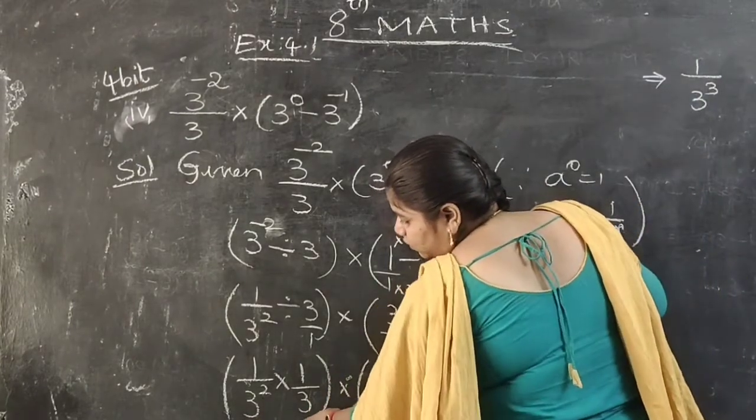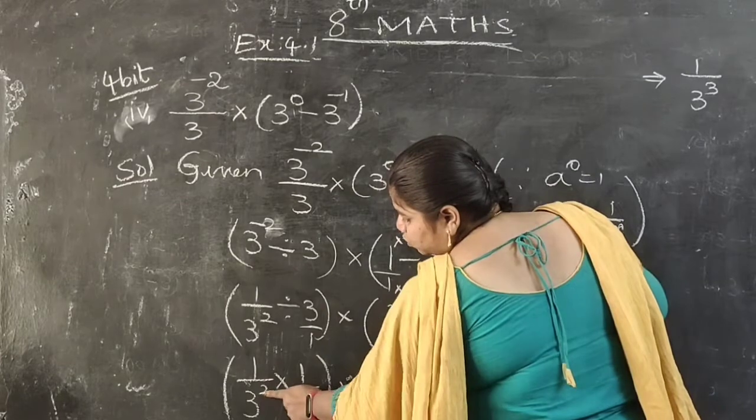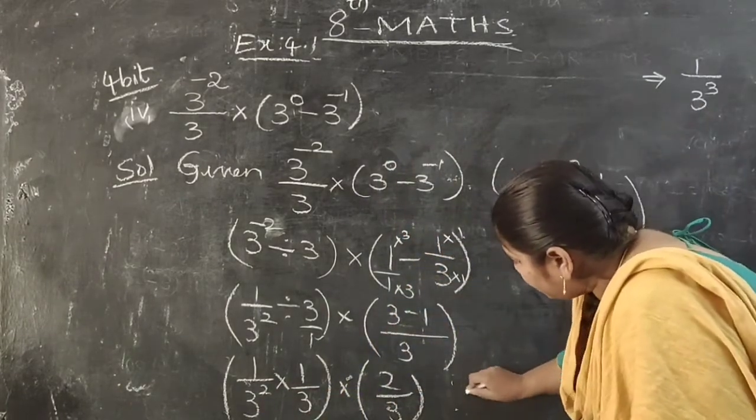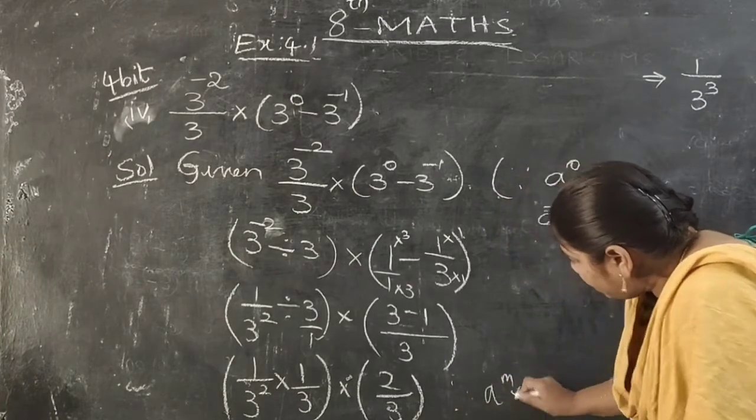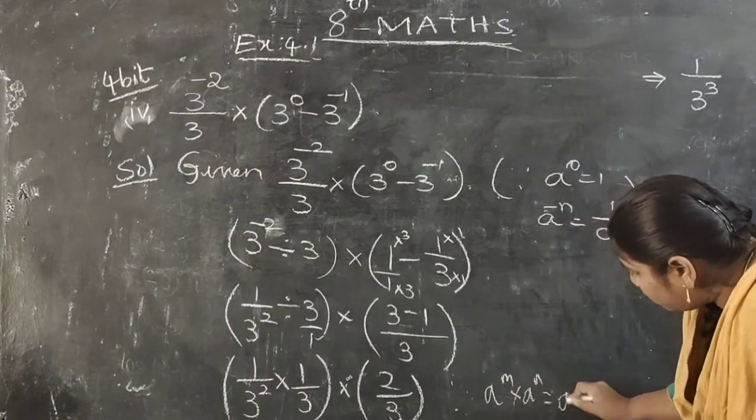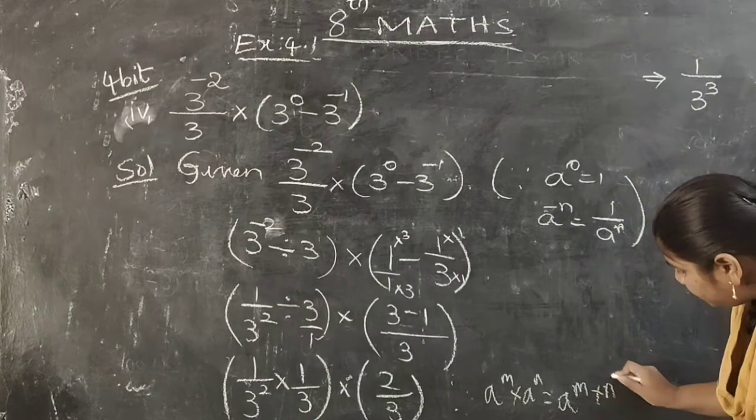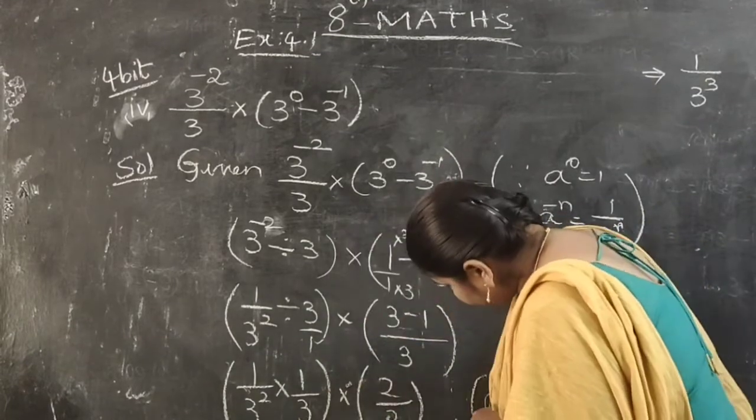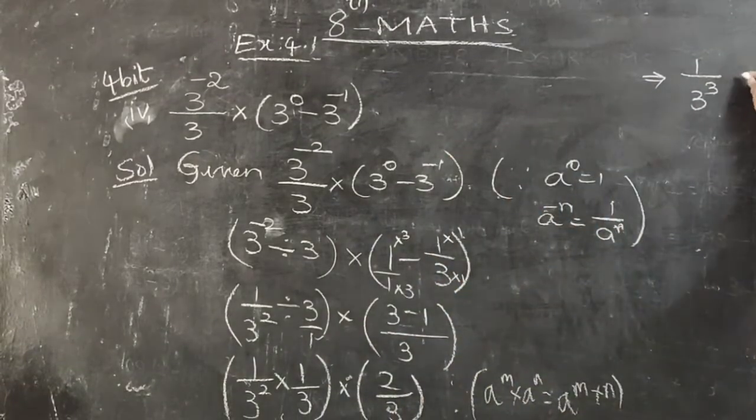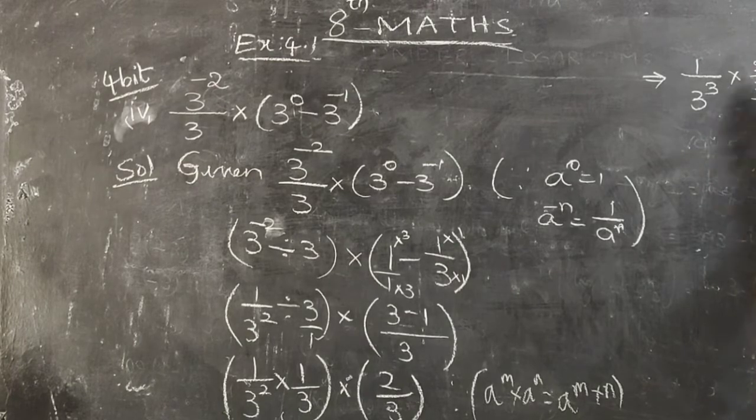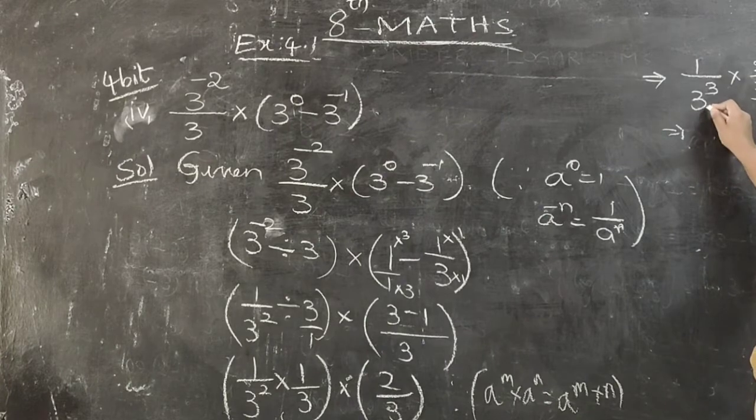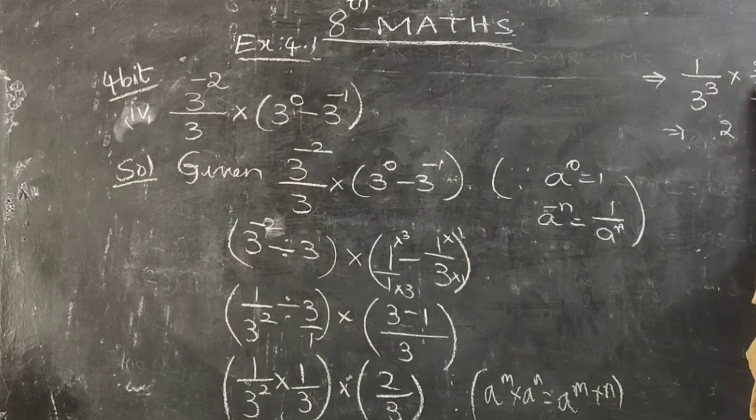Both the bases are equal. We have to add the powers. 2 plus 1 will be equal to 3. So the value will be 3 power 3. So which formula are we using here? A power m into a power n is equal to a power m plus n. So this formula we are applying here. Okay, so that is into 2 by 3. So 1 2s are 2, and here again both the bases are equal. Powers can be added. 3 plus 1 will be equal to 4.